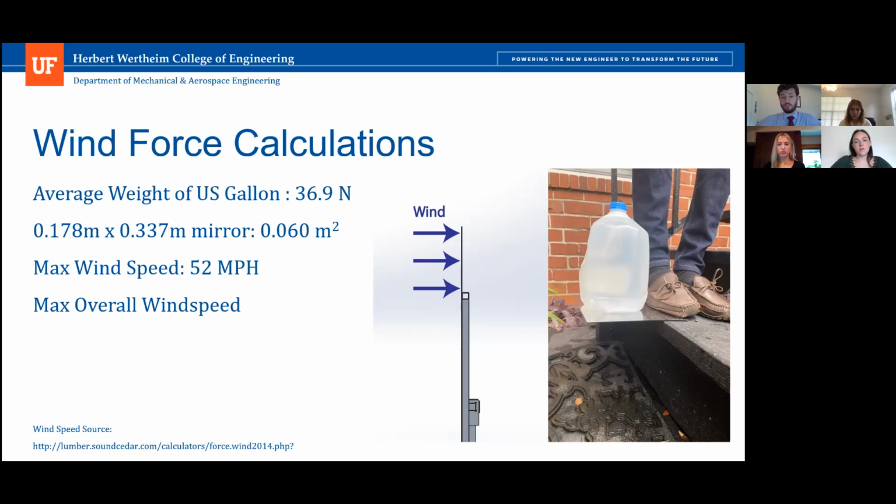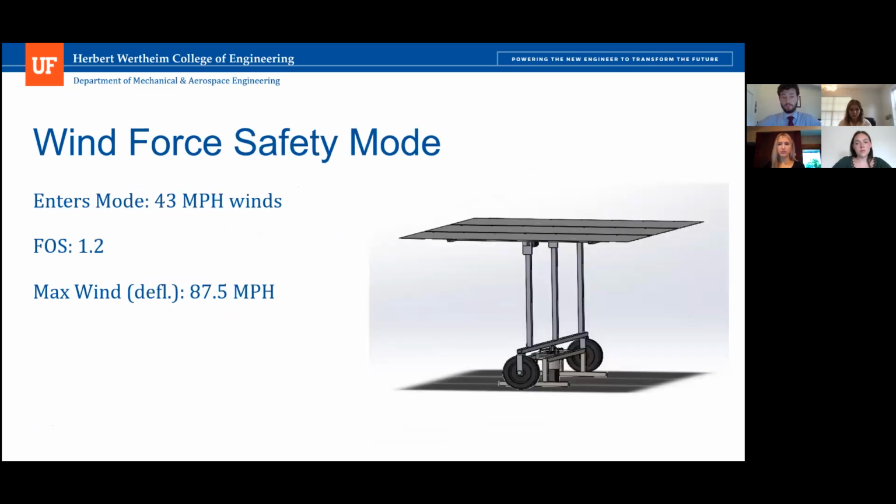Since this was the lowest wind speed that we had, this ended up being our maximum overall wind speed in a fully horizontal configuration, which would never be the case, but we wanted to do it for the worst case scenario. If you go to the next slide, we ended up making a safety mode for our module, which would be the mirrors going completely horizontal so that it's minimizing the surface area that the wind is hitting. We use a factor of safety of 1.2. So the module would enter this mode at 43 miles an hour, and the maximum that we would be comfortable with is 87.5 miles an hour, which is what we found earlier for the deflection for one of the vertical beams to hit one of the mirrors next to it.